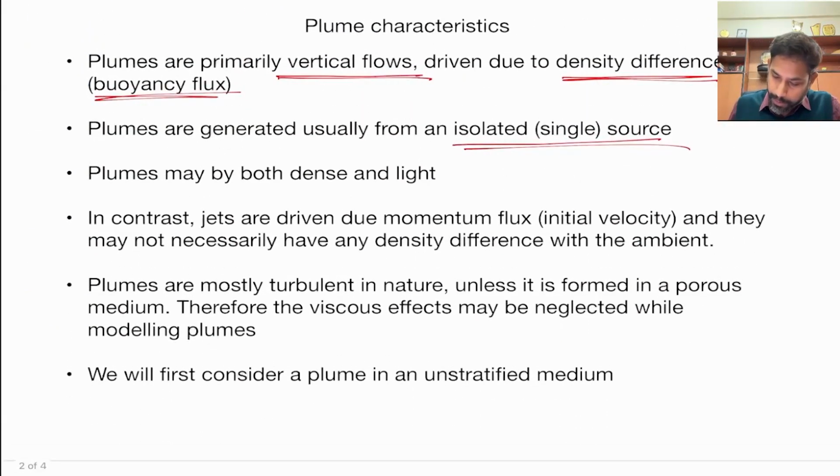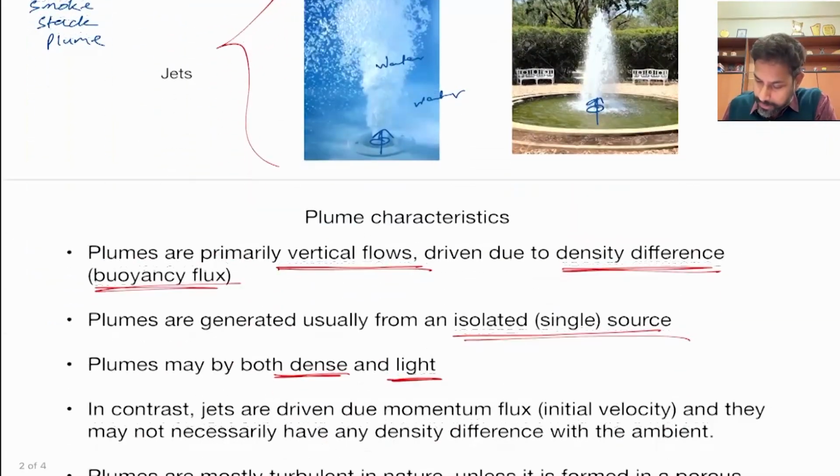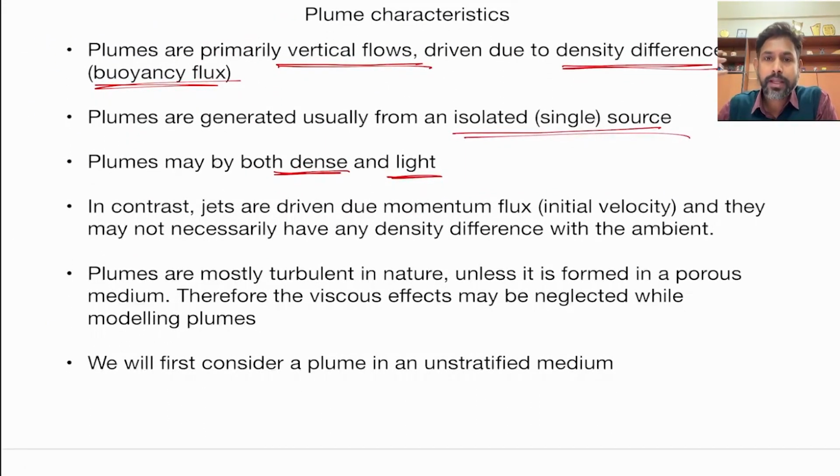Okay, and this particular point is important. Plumes may be both dense and light. What we saw in the previous slide, all these cases, are light plumes. We have a heavier ambient, with lighter fluid coming into it, creating a plume of lighter density. Whereas if, in the same ambient, you inject denser fluid from the top, it will go down, and in the downward direction it will create a plume.